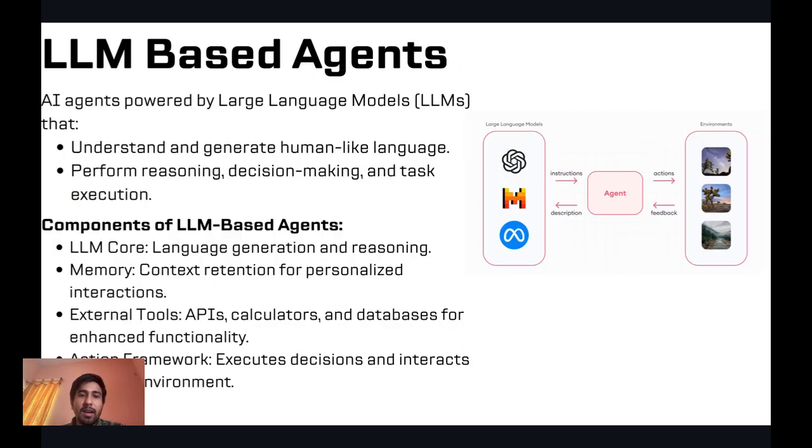So now coming to the LLM based agents. LLM based agents are nothing but AI agents whose brain, or the main engine or reasoning engine, is the LLM. So it can understand and generate human like language, and it can perform reasoning, decision making and tool execution using LLMs. The main components of LLM based agents are the LLM core, where the language generation and reasoning are done by the LLMs, and memory.